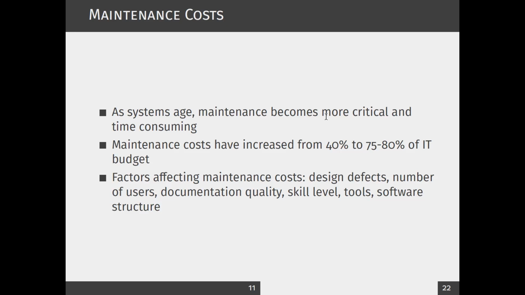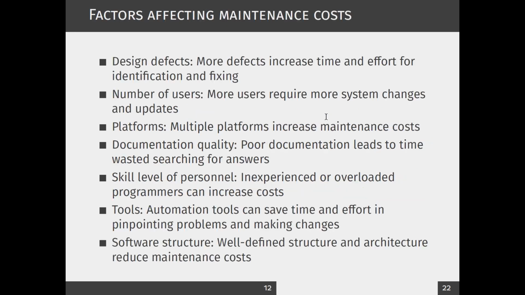So there are some factors affecting these maintenance. One is design defect, and then number of users, documentation quality, skill level, tools, and the software structure. Okay, let's look at these factors in detail. Let's focus on what factors affect the maintenance cost. First one is design defect.